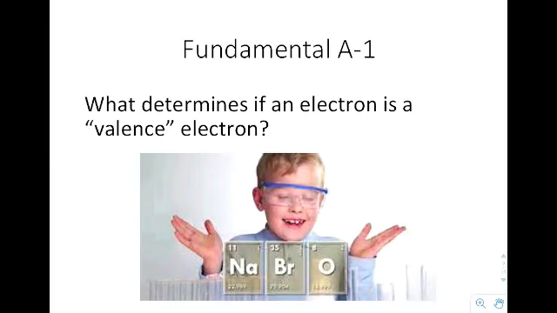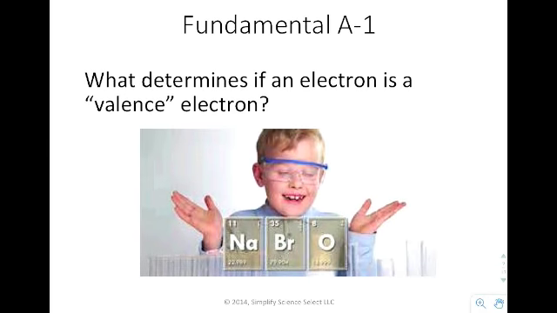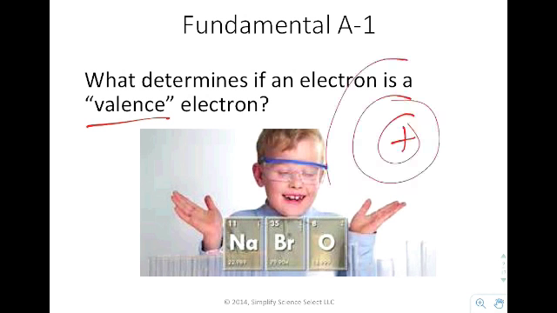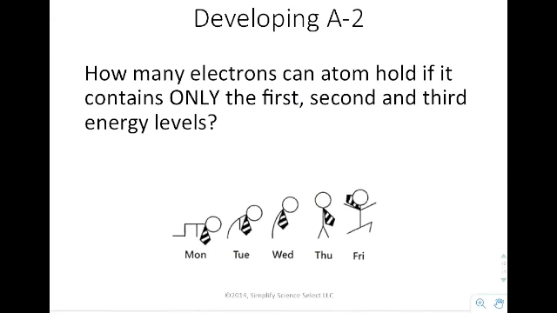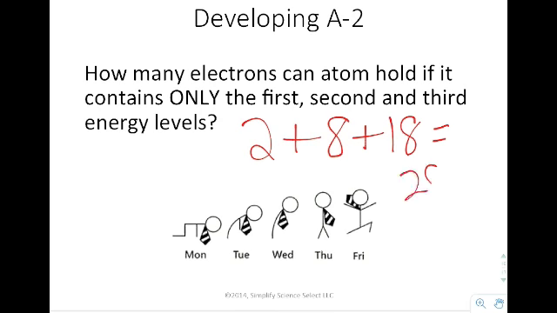What determines if an electron is a valence electron? It's whether it is in the outside energy level. If it's in the outside energy level, then it's a valence electron. Now, how many electrons can an atom hold if it contains only the first, second, and third energy level? Remember, the first energy level can hold 2, the second can hold 8, and the third can hold 18, which means you have a total of 28 electrons.